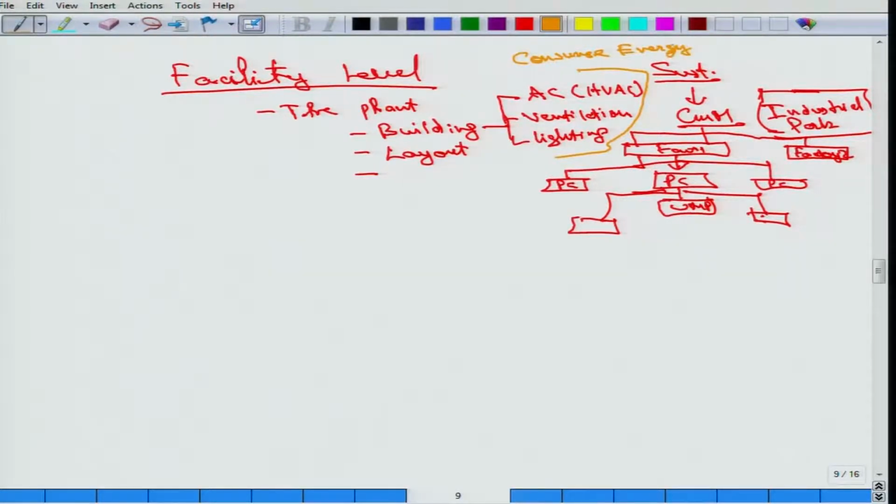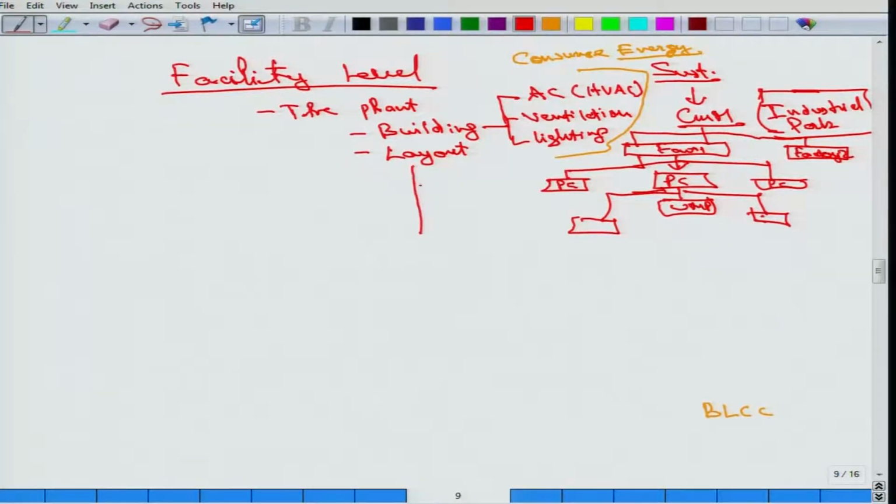There are soft tools that are available, for example BLCC, building life cycle costing. There are special tools available for designing a building for less consumption of energy overall, for air conditioning, ventilation, lighting. Everything is designed in a way that the building is a green building in that case.